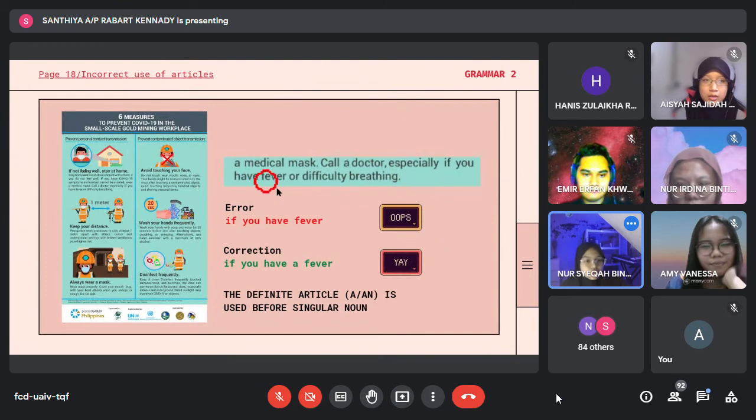So the last incorrect use of article is "if you have fever." It's actually "if you have a fever."